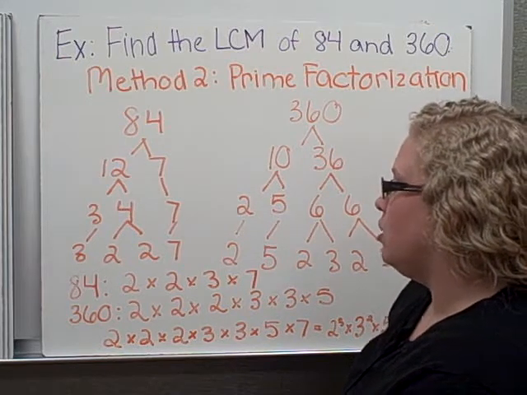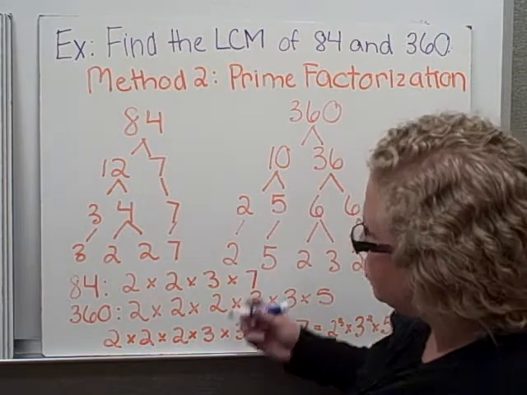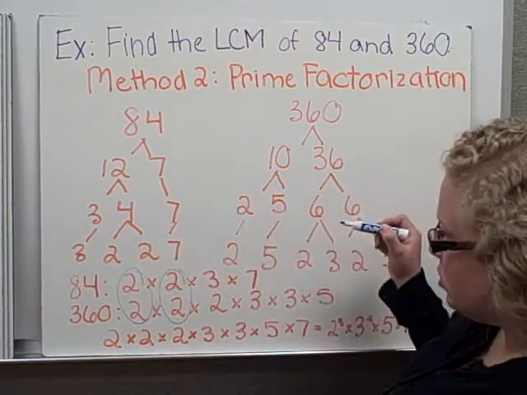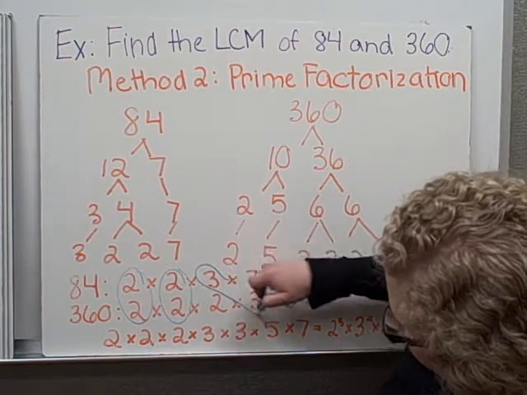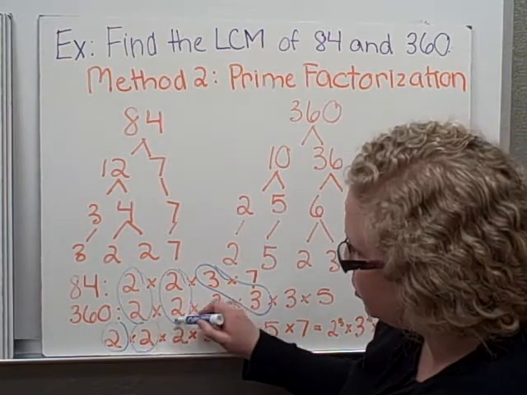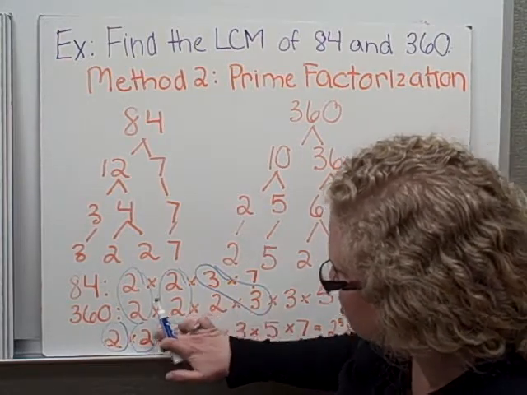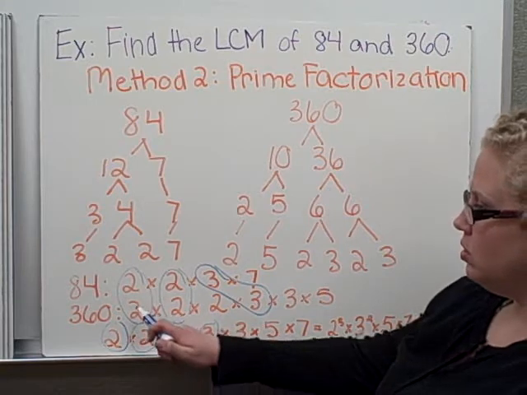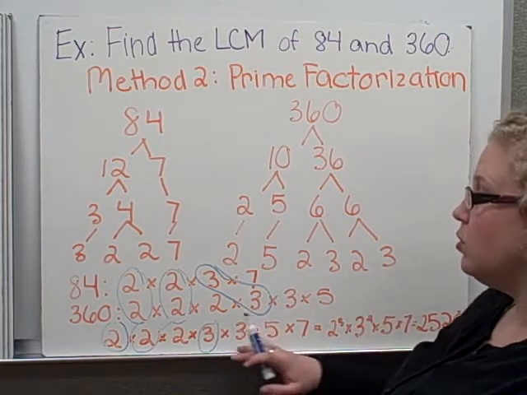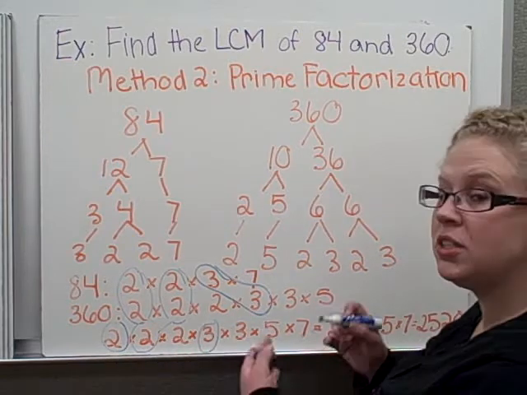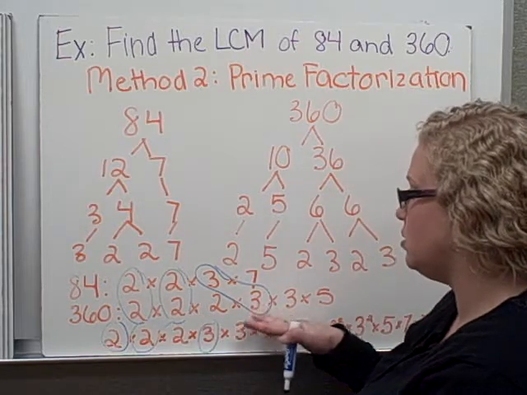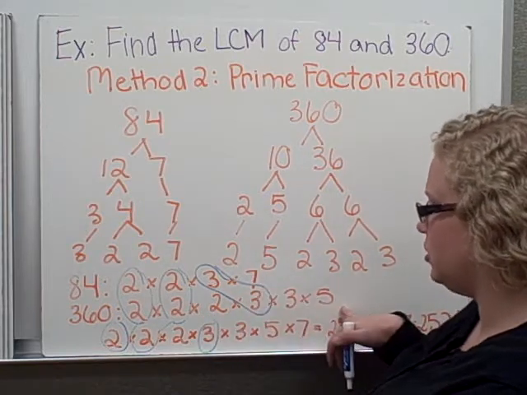Now we want to circle what they have in common. They each have a 2, they each have another 2, and they each have a 3. So here are the numbers that they share: 2, 2, and 3. Now we also multiply them by the numbers that aren't circled. So you count them once for the numbers that are circled, and then you do all the other numbers as is.